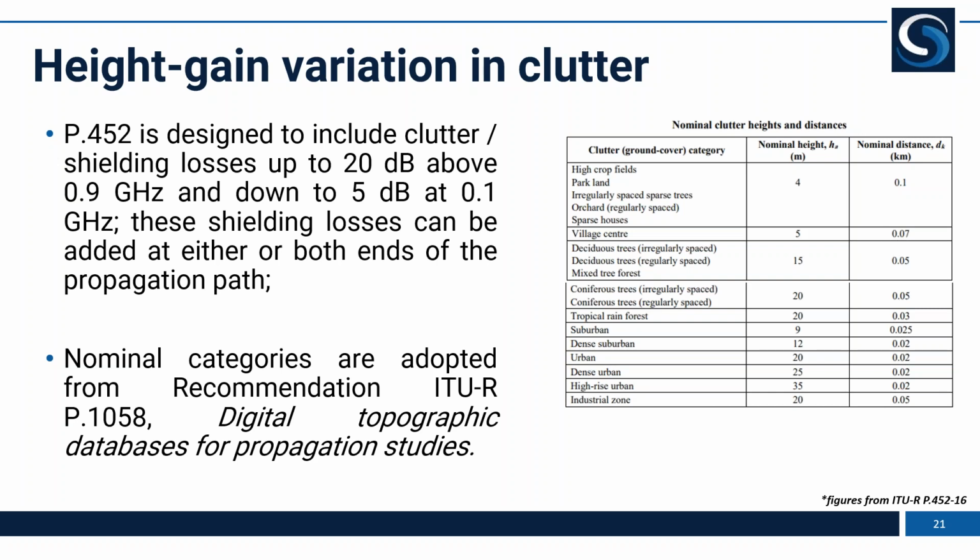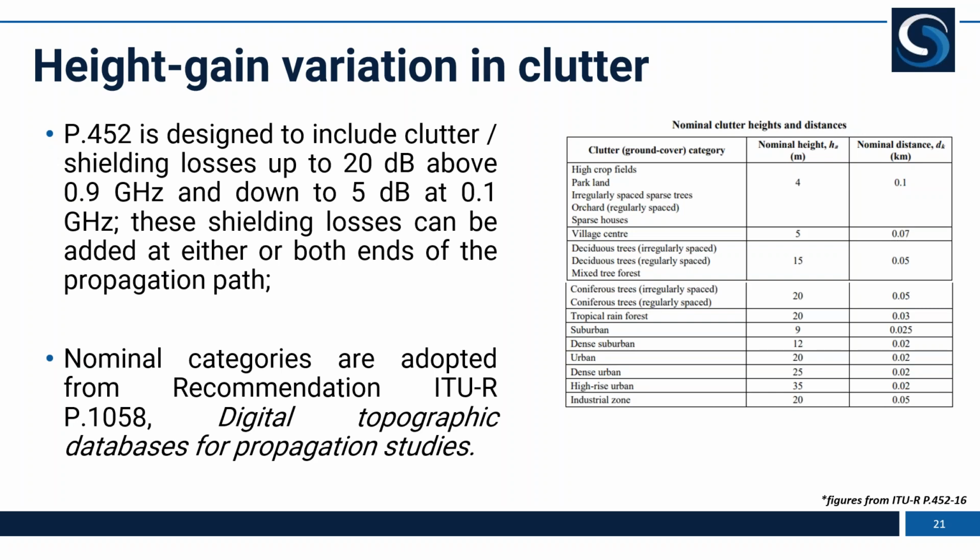So as implemented in P452, the shielding losses, or the clutter losses, typically are around 20 decibels at frequencies above about 900 megahertz, and go down to about 5 dB at around 100 megahertz. And these shielding losses, these clutter losses, can be added at either or both ends of a propagation path. Now, as with the antenna patterns, it is best to have the most accurate information possible, but it is not always possible to obtain this sort of information.